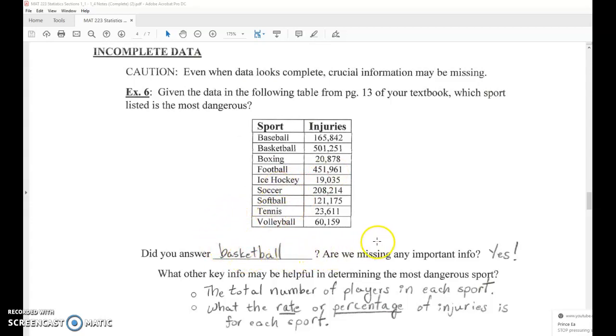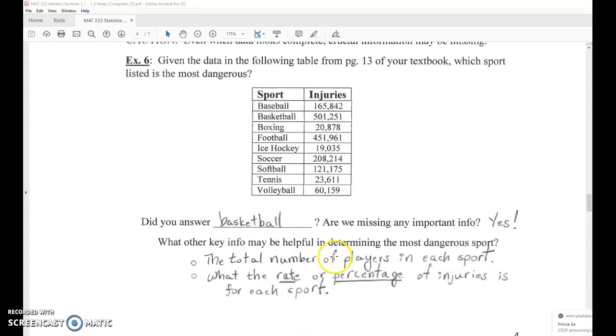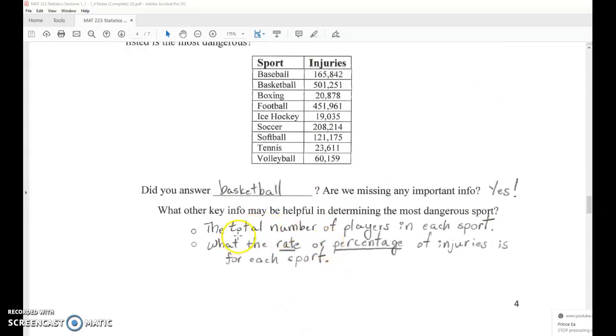But are we missing important information? Absolutely, yes, we are. Some of the other key info that really could be helpful in determining the most dangerous sport would be the total number of players in each sport, and what the rate or percentage of injuries is for each sport.